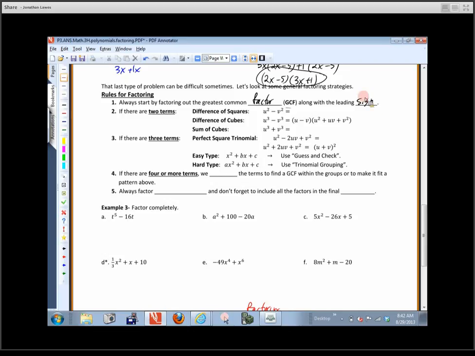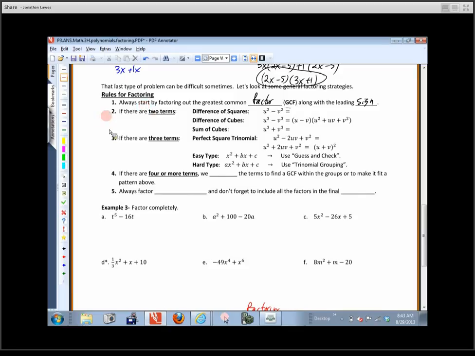So if we've written it in descending order and it starts off with a negative, which a lot of times it won't, okay, but if it does, factor out the leading sign as well. Usually that's going to make it easier, okay? Step number 1, don't forget it. It's going to make your life easier. Whatever the problem is, taking out the greatest common factor will make it easier to complete, okay?